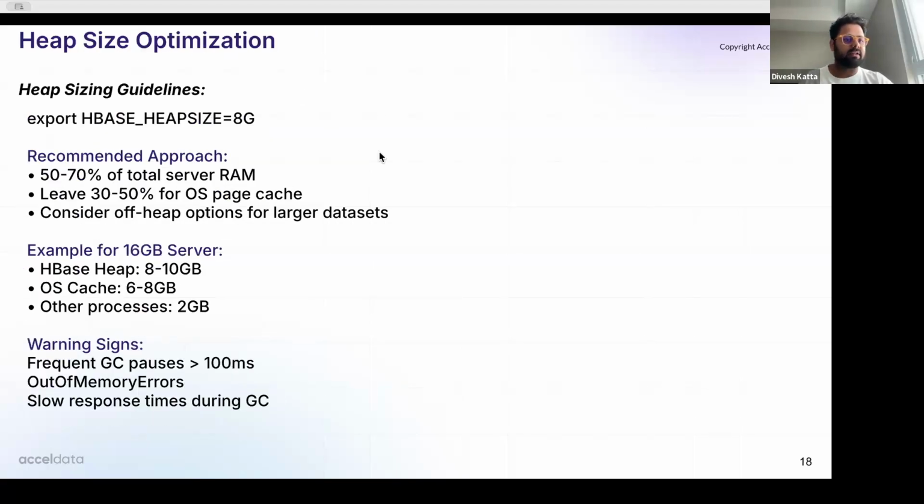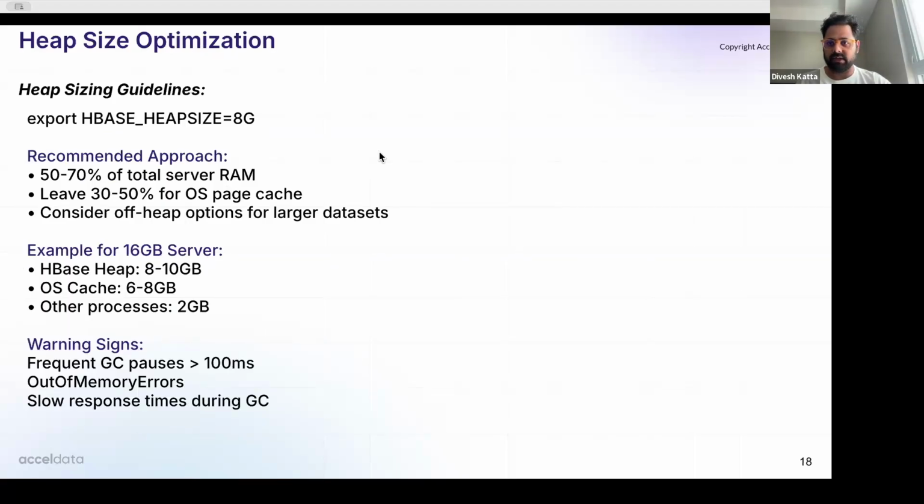Heap size optimization. Heap size is about balance between performance and stability. Too small and you will run out of memory. Too large and the garbage collection becomes painful. Here's the key insight. HBase performance depends not just on HBase memory but also on the OS level caching. The OS page cache automatically caches frequently accessed files, providing another layer of performance optimization.